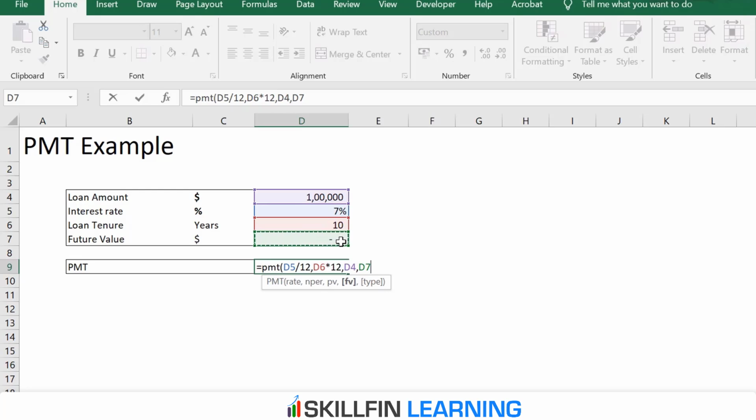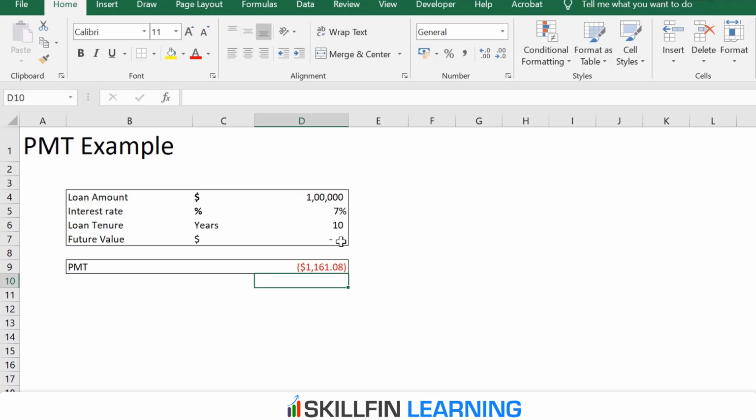And if we enter 0, it means that EMIs are paid at the end of the period. In case we don't fill type, Excel assumes that EMIs are paid at the end of the period. So here the EMIs will be paid at the end of the period. So we don't fill it and then press enter. So we get a PMT of 1161.